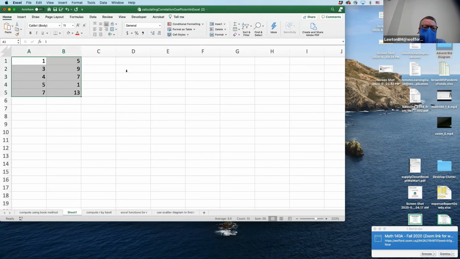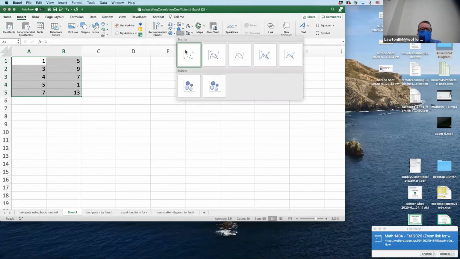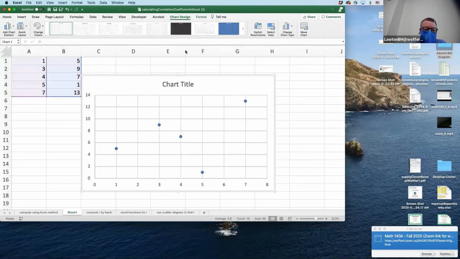I highlight both sets of those data, and we said we can look at how they relate to each other if I insert a scatter diagram. So I highlighted them, I inserted a scatter diagram, and looking at that, except for this weird point down here, it looks like I have a pretty nice line going right across the top.